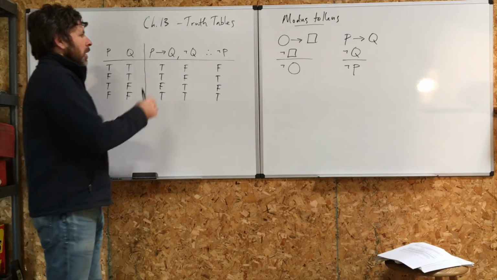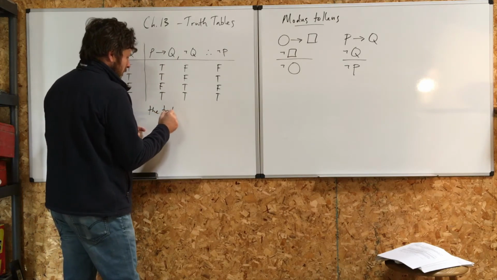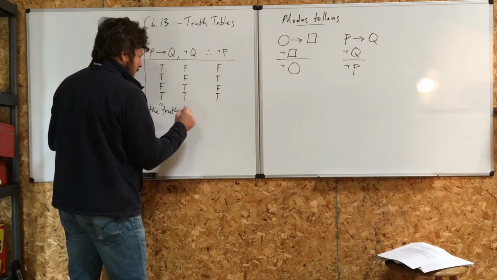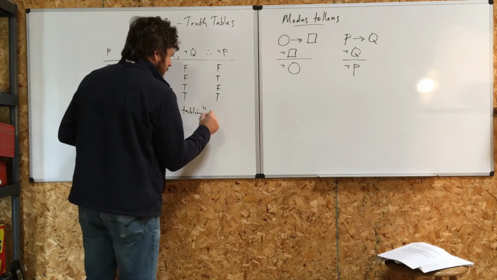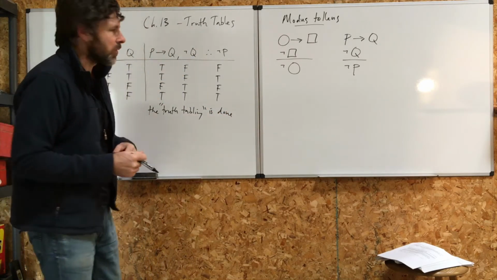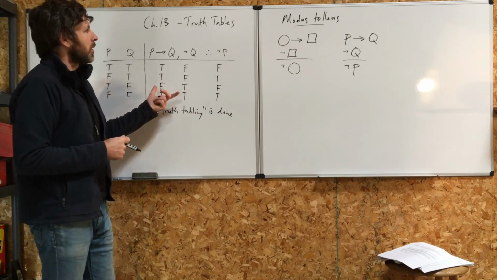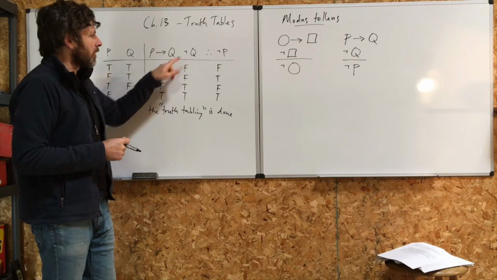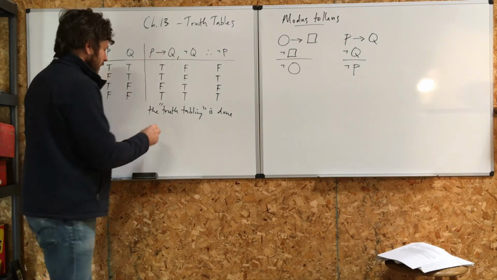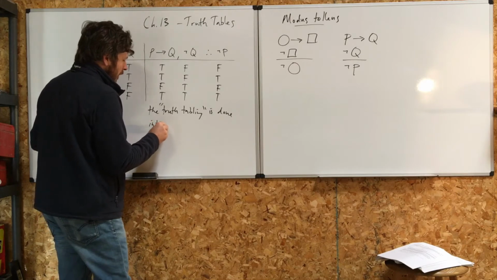All right, so the truth tabling is done here. Okay, but that's not the end of the story. You have to interpret, right, to try to figure out whether the argument is valid. Okay, now you have to interpret.